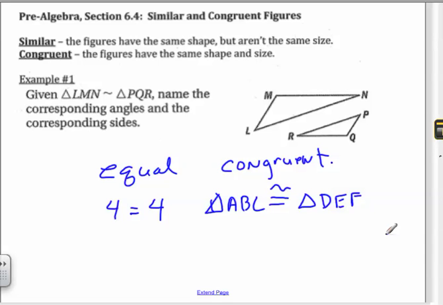Okay? Now, let's look at these two figures real quick. Example 1 says, given triangle LMN is similar, and this one little squiggly means they're similar, they're not congruent, they have the same shape but not the same size, to triangle PQR. Name the corresponding angles and the corresponding sides.